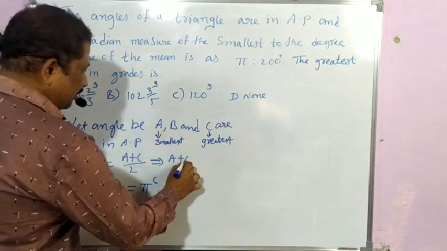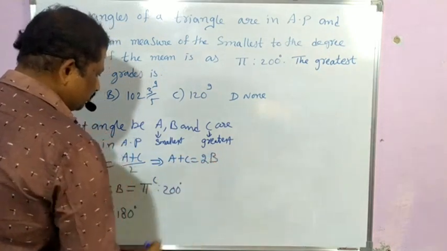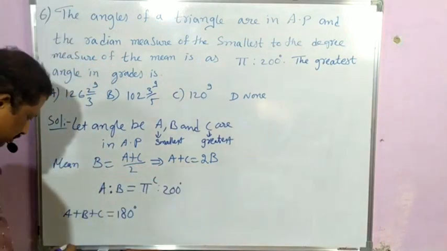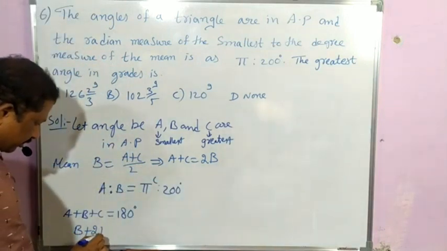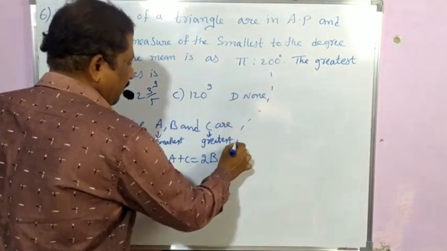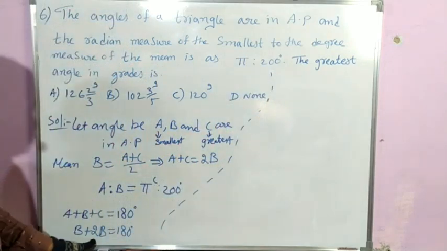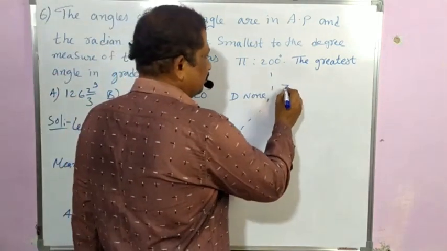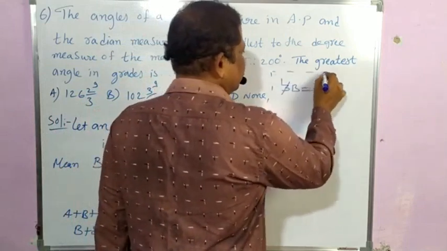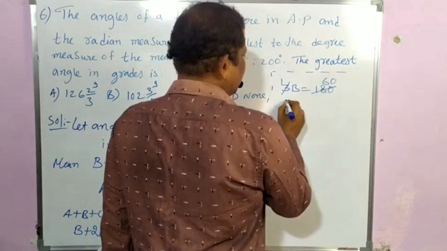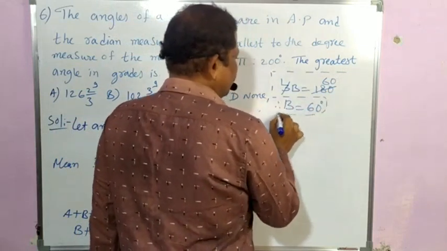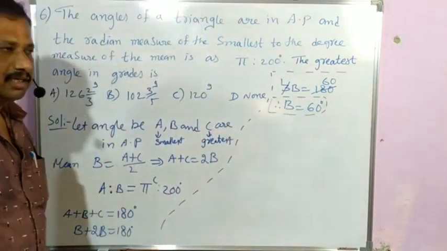Now here you see, A plus C will become 2B. So instead of A plus C, we can write 2B. So B plus 2B is equal to 180 degrees. Then what we get? B plus 2B, 3B. 3B is equal to 180 degrees. So B is 60 degrees. So we got the B angle.